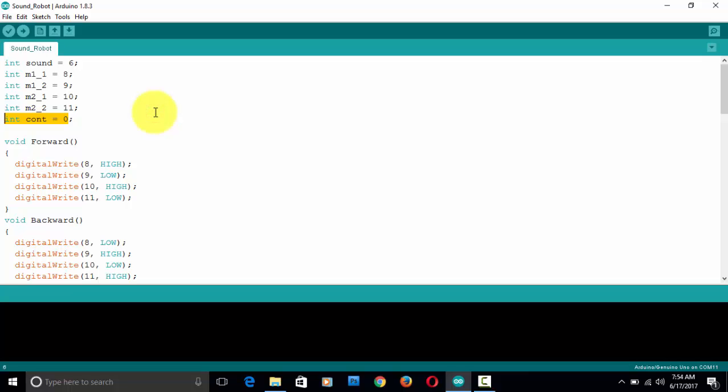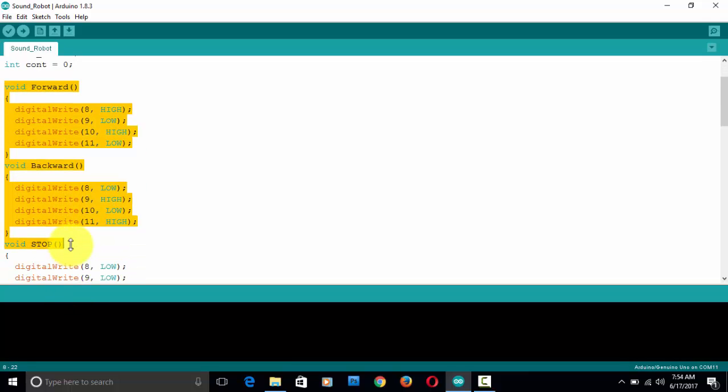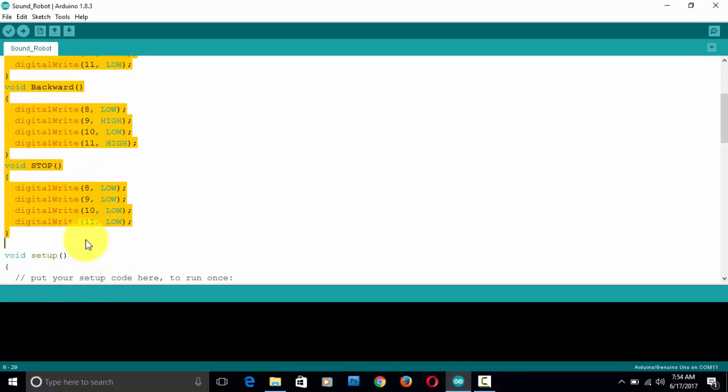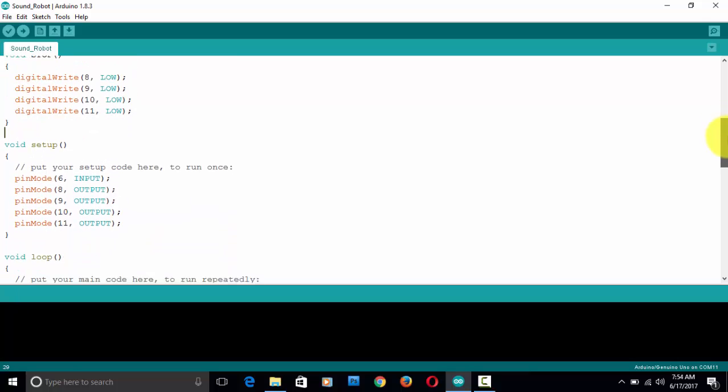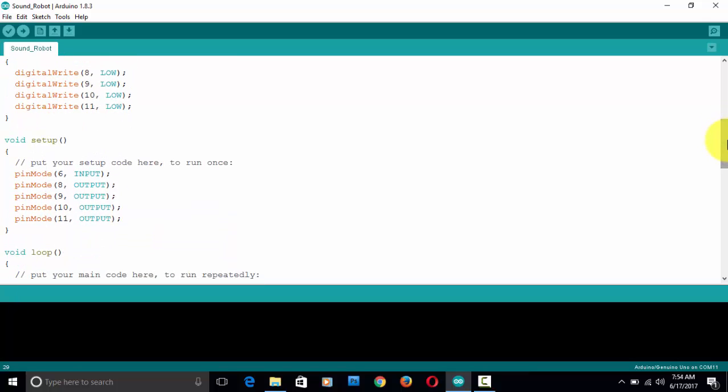Next, these are the functions I will be explaining: forward and backward functions, and a stop function I have written. Whenever we get a sound, the robot should move forward or backward, or it should stop. Depending upon the code, it will be functioning. So let us see this void setup and void loop. Basically, if you open any window in Arduino, you will get void setup and void loop.